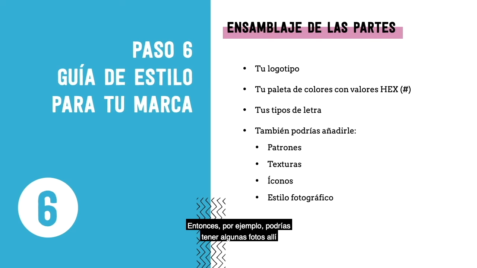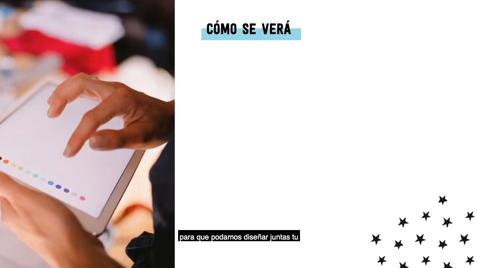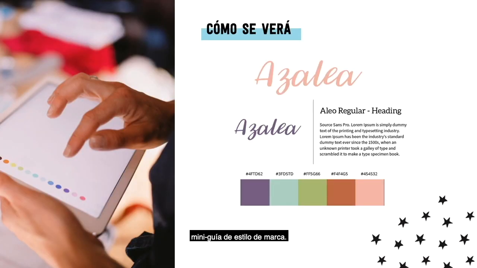So for example, you could have a few pictures in there that showcase the type of photography that you want to use when you take pictures for your brand. So maybe you have a really moody kind of brand and all of your pictures have a really dark atmosphere to them, and in that case you would want to showcase pictures like that. Or on the opposite side, you might have a photographic style that's really bright with always a lot of light and fairly white backgrounds, and you might want to put that in there as an example. So let's dive into canva.com so that we can design your mini brand style guide together.